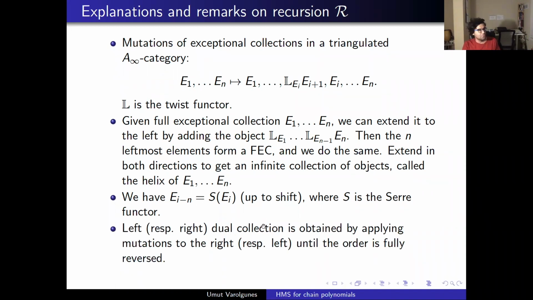The left and right dual exceptional collections are obtained by starting with this and moving E2 to the left of E1, then E3 all the way from E1 and this new object to the leftmost position, then E4 to the leftmost position. You change the order in that way of this exceptional collection, and you get the right dual collection. If you do it the other way, you get the left dual exceptional collection. These are dual in the sense that there are morphisms from one collection to the other only in one direction, so they're kind of half orthogonal.